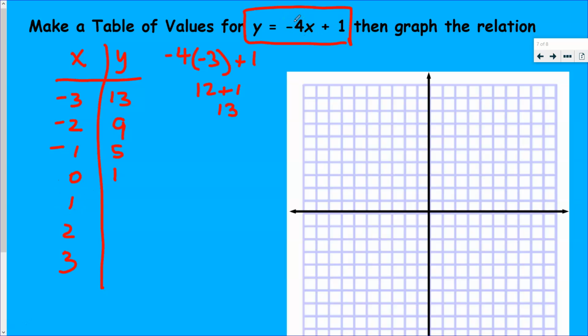but I'm going to do this by subbing. -4 times 1 is -4 plus 1 is -3. Okay, let's just do this quicker. -7 and -11. Alright, so now I need to set up my graph.